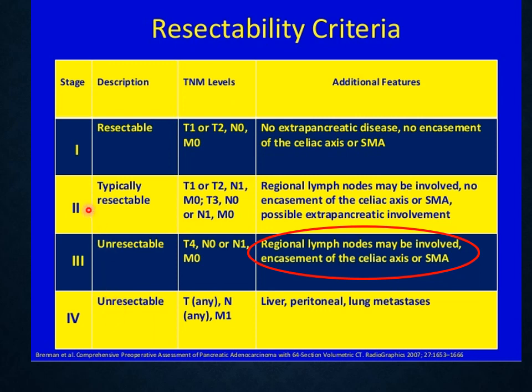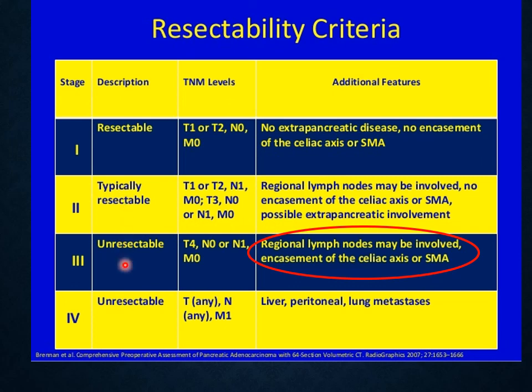Now, stage 2 is considered typically resectable. In these patients, the regional lymph nodes may be involved, but there's no encasement of the celiac axis or SMA, and there's no extrapancreatic involvement. If there's no extrapancreatic involvement, then it is resectable.